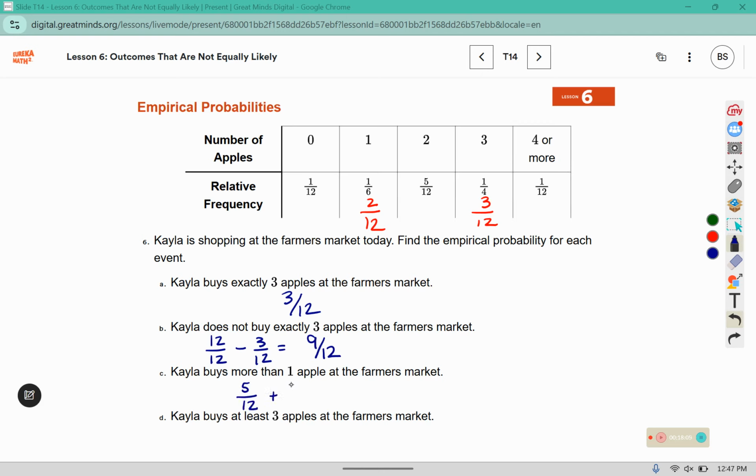2 is 5/12. 3 is 3/12. And 4 or more is 1/12. 5 plus 3 is 8, plus 1 more makes 9. Again, you can reduce that to 3/4. Kayla buys at least 3, so that's 3 or more. 3/12 plus 1/12 makes 4/12, or you can reduce that to 1/3.